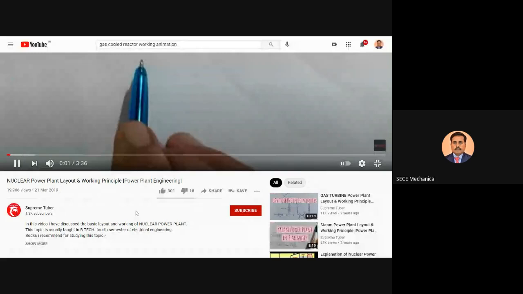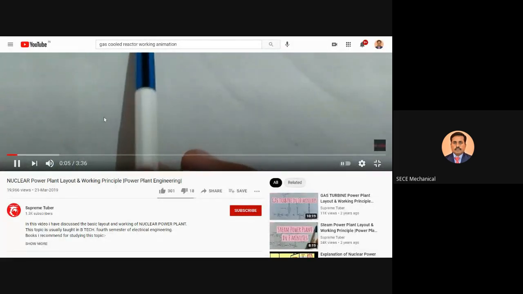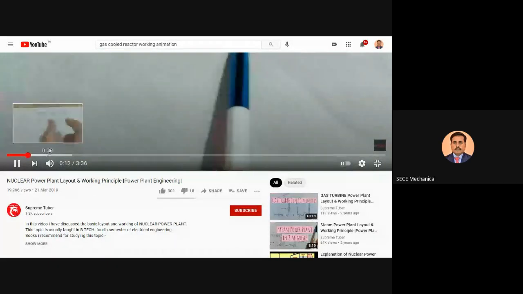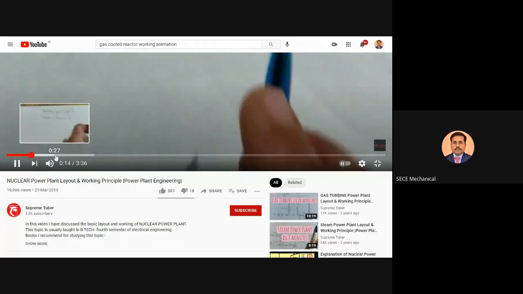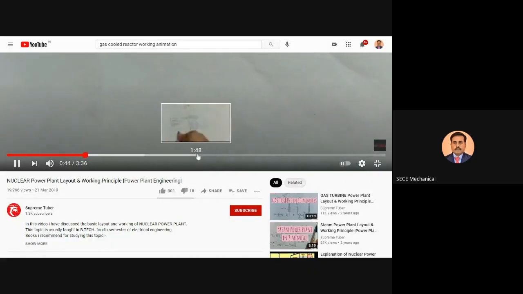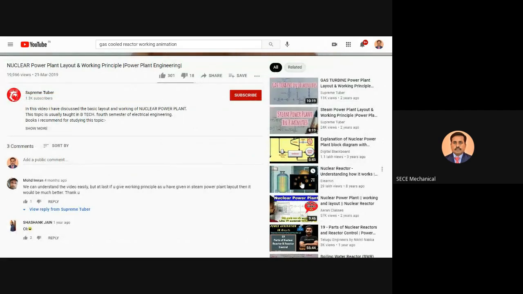Hello guys, welcome to another tutorial by Supreme Tuber. In this video we will be discussing the nuclear power plant and its schematic diagram. In the nuclear power plant, the process heats water into steam, and this steam drives the turbine, and this turbine is used to produce electricity. So this is the process of nuclear fission.